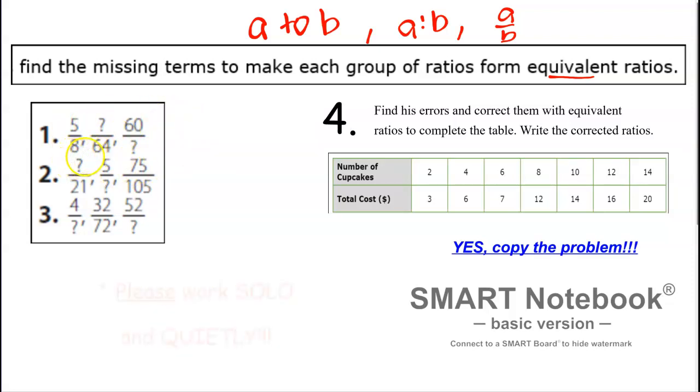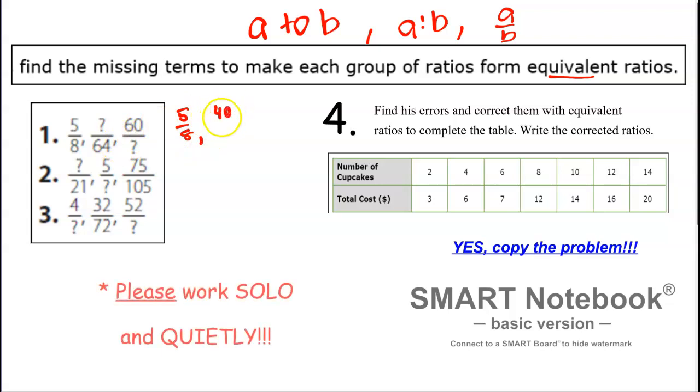So 5/8. There's different ways to look at it. I'm going to complete this, and we'll go a lot slower in class. For me to turn this 8 into a 64, I need to multiply by 8. So to have an equivalent term on top, I need to multiply the 5 by 8, and I get 40. So the first one is 5/8, this one is 40 over 64. Now check this one out.